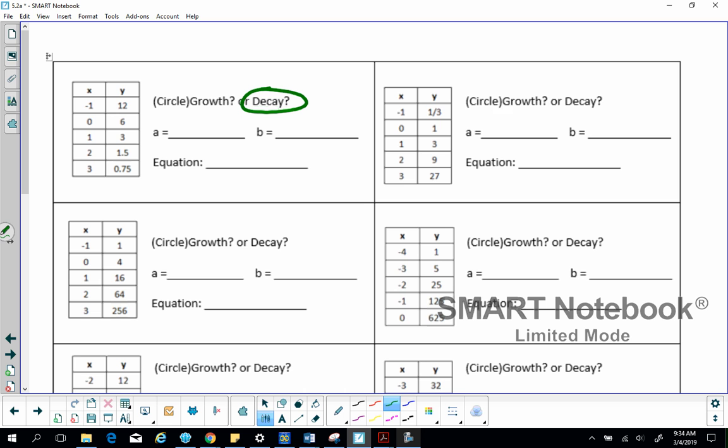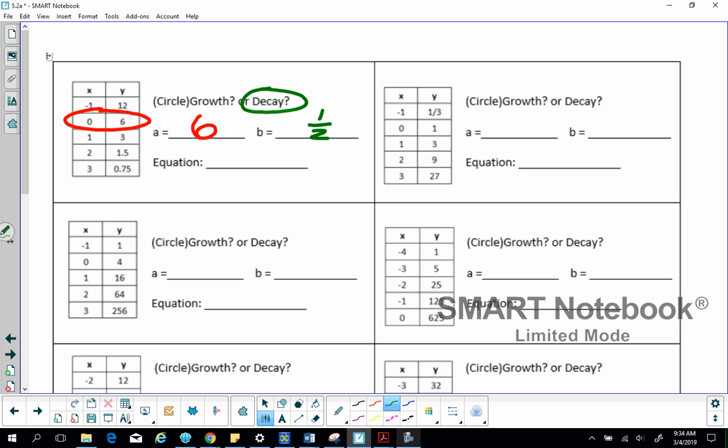What is your A value on this table? 6. How'd you get that? 0. Yep, it's your y-intercept. Why can I never remember this? So I know my y-intercept is 6, so I'm going to circle that. How do you get B? Perfect, because you're multiplying by 0.5, which is 1/2.